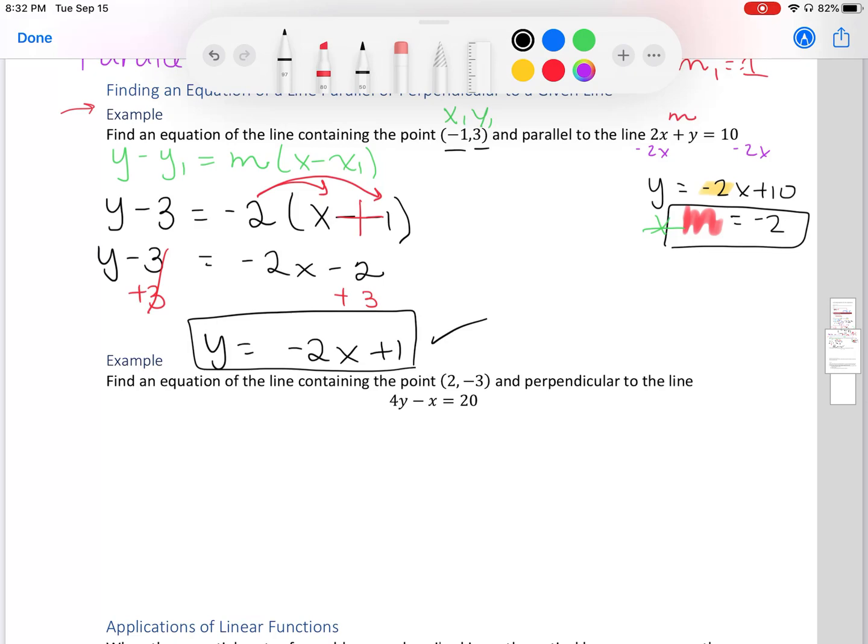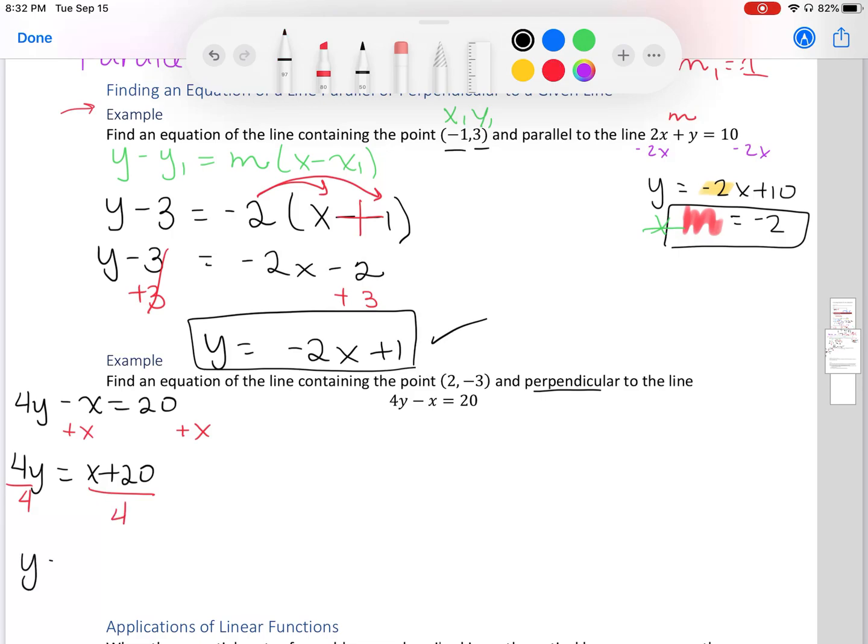Another example. Find the equation of a line containing the point 2, 3 that is perpendicular to the line 4y minus x equals 20. All right, so given that line, that equation of a line, I want to manipulate the slope. So we were given 4y minus x is equal to 20. Let's go ahead and solve for y. So we have plus x on both sides. And I have 4y is equal to x plus 20. We want y by itself, so let's go ahead and divide by 4.